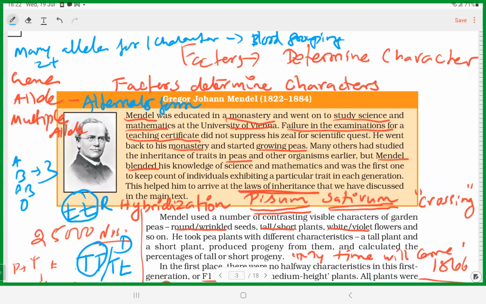What is pod? Pod means what? Pod color, pod shape. What is pod?